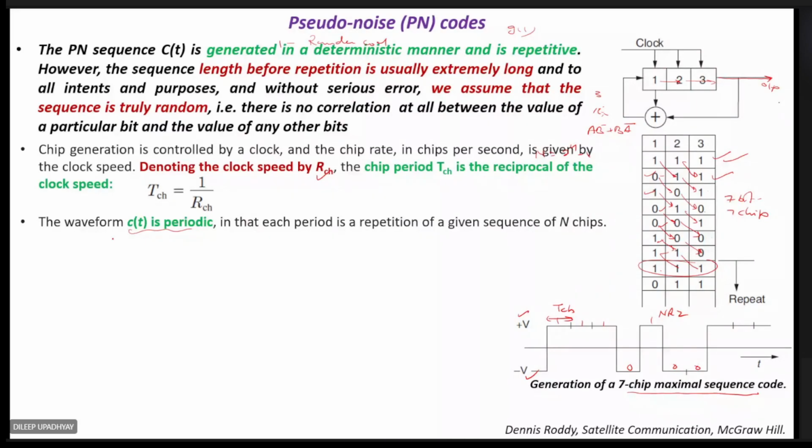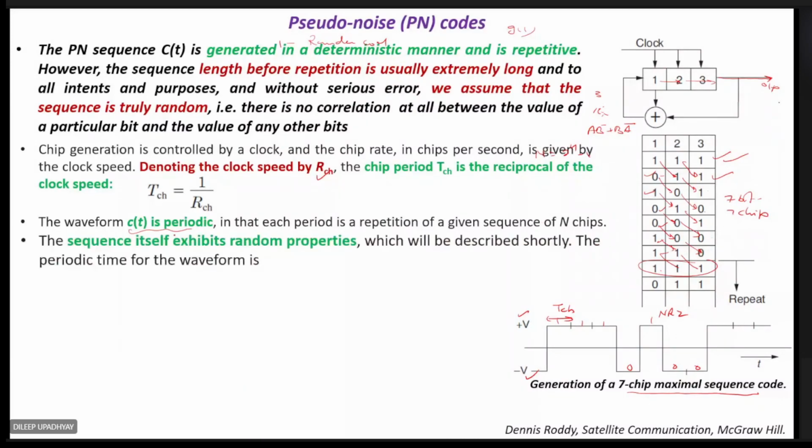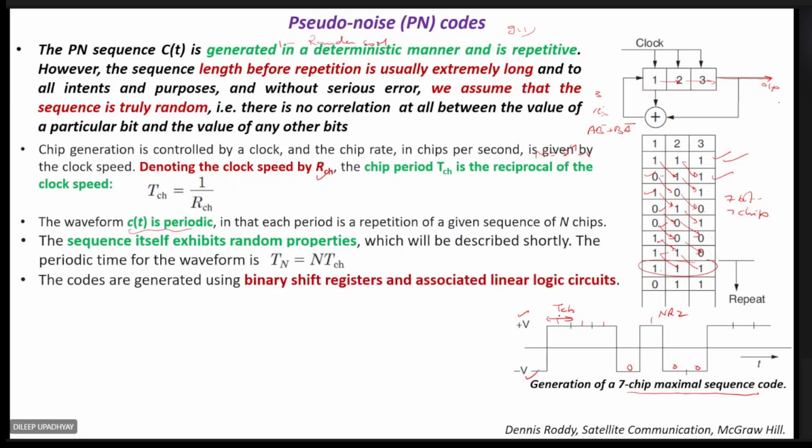So here, if you represent CT as periodic, in each period there is a repetition of a given sequence of n chips, and the sequence itself exhibits random properties, which will be described shortly. The periodic time of the waveform is given by how much? Suppose there are n number of chips. If you multiply n by TCH, that will be the period of the whole waveform. So n into TCH. That is, after that much period of time, the same sequence will be repeated.